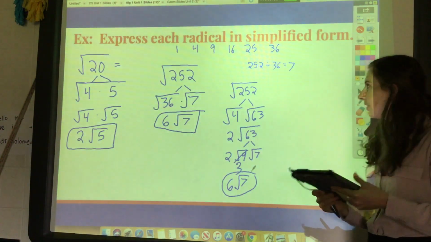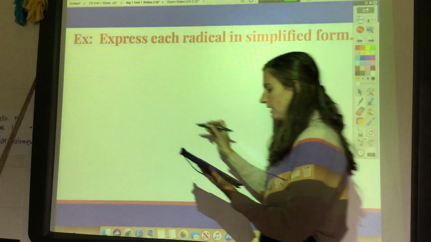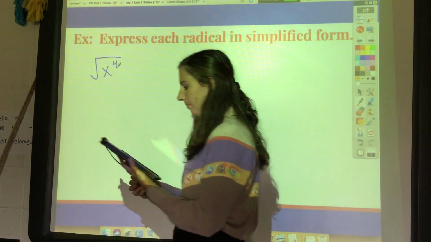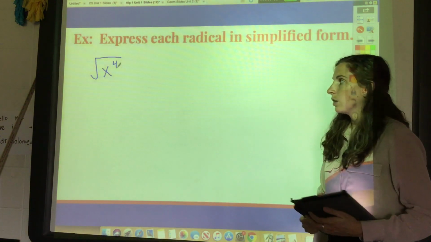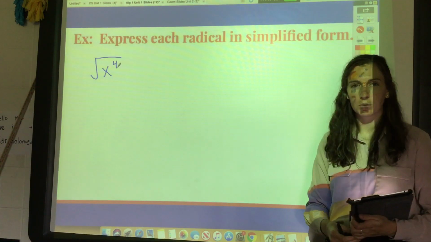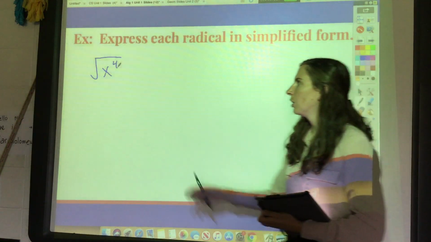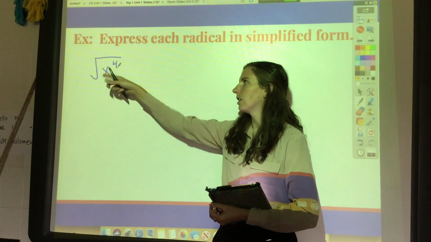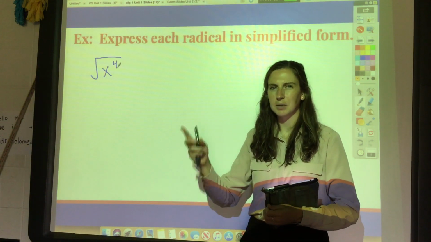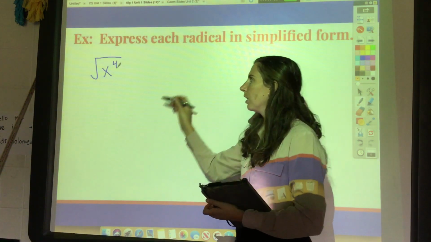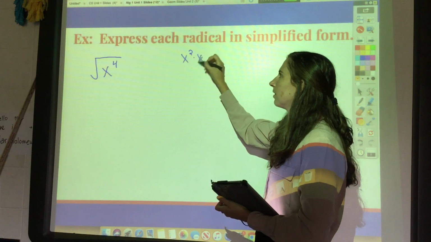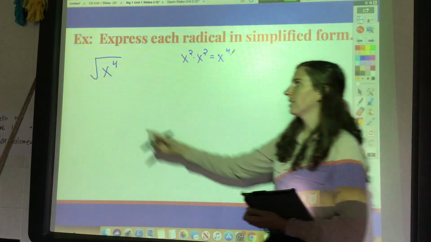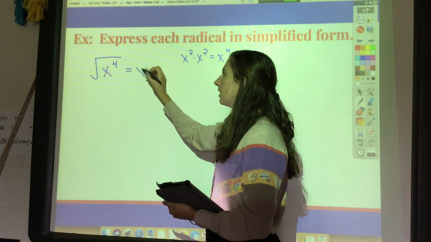All right, let's add some variables in here. Let's do the square root of x to the 4th. Square root of x to the 4th, like any square root, is we're trying to figure out what times itself will give us x to the 4th. It can't just be x, because x times x is x squared. So what if we did x squared times x squared? That would give me x to the 4th. So that's the answer here. It's x squared.